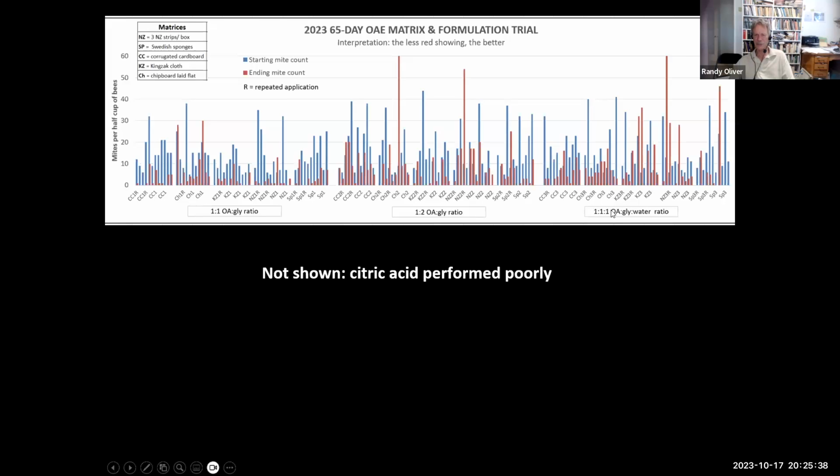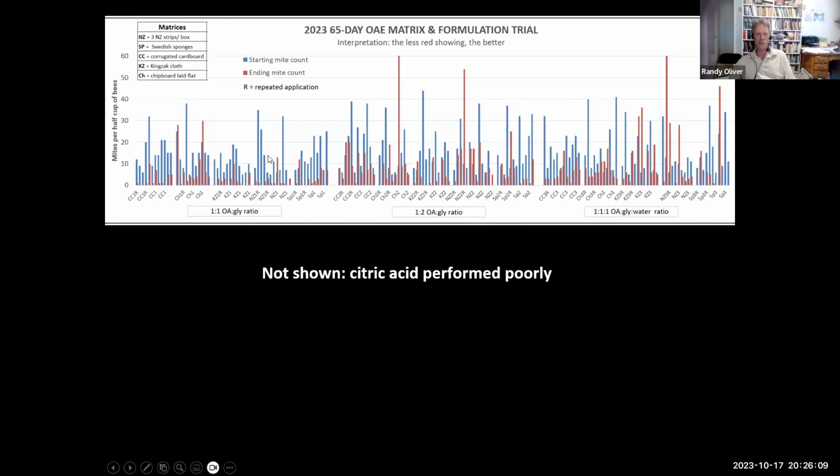I was skeptical on this, but it would have been cheaper if it had worked. What you want to look for is the least amount of red. So the 1 to 1 to 1 did not perform that well. Fairly well on the sponges, but not so well on the other ones. The 1 to 2 ratio, the higher glycerin ratio, this is like the Argentine formula. Again, an awful lot of red and some outliers where the mite counts went up quite a bit.